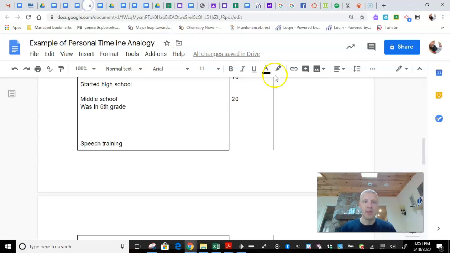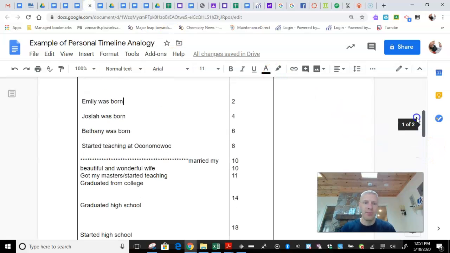Okay. So looking at my personal example, we got the stars. What stage of life? Married my beautiful and wonderful wife. That's what I would put for that question, if I was doing the assignment, which I am. And then the actual absolute date would be 10 years BP. Relative date would be in between when I started teaching in Oconomowoc and got my master's in teaching at the University of Tampa. Somewhere between then is when I got married. But absolute, 10 years.